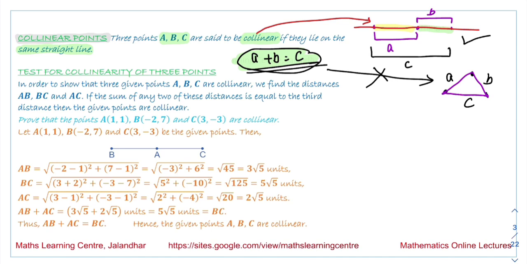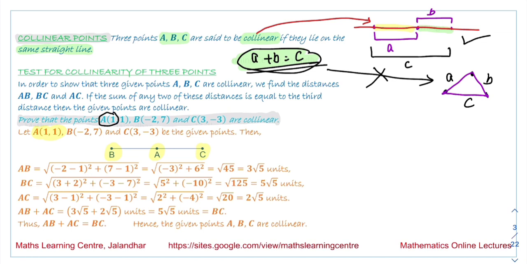So the first question we have is, prove that these 3 points given to us are collinear. For these 3 points, we have to calculate the distances. We have represented these points over here. Suppose this point A is over here, and B and C are the other 2 points. It is not necessary that the points are in this form. They may be in any form, but this is how we are arranging them.